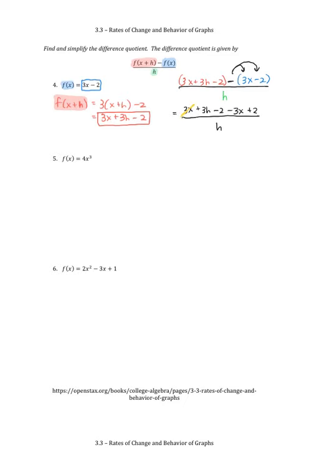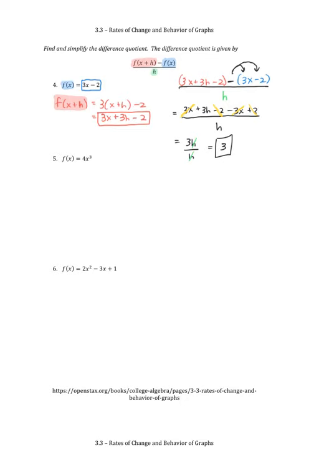Your 3x and your negative 3x cancel. Your negative 2 and your positive 2 cancel. And that just leaves you with 3h over h. Now your h's cancel, and so that just leaves you with 3. So your difference quotient is simply 3.